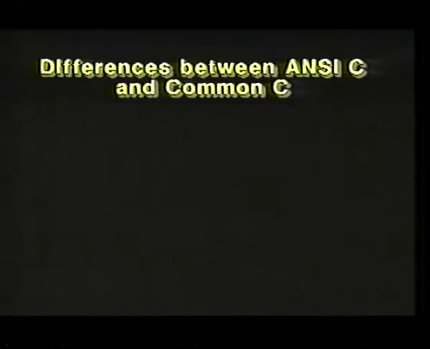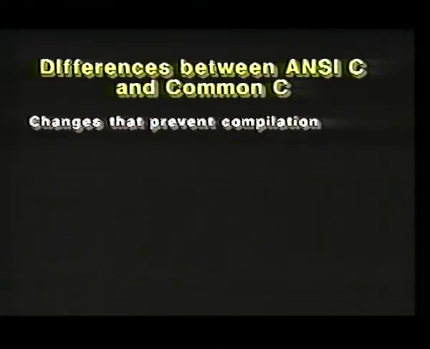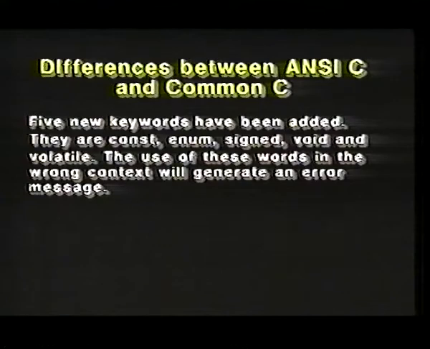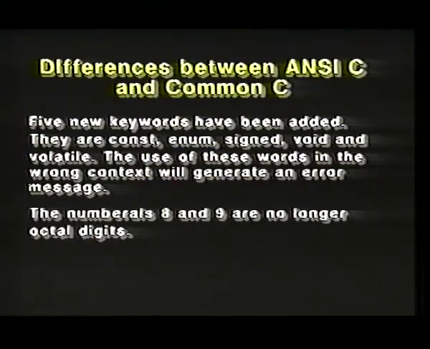The differences between ANSI C and common C, or K&R, are basically three kinds of changes: changes that prevent, or can prevent, compilation of the code; semantic changes; and header file changes. Five new keywords have been added to the language: const, enum or enumerated, signed, void, and volatile. The use of these words in the wrong context will or can cause error messages, so those are easy to catch. The next change is that the numerals 8 and 9 are no longer octal digits.